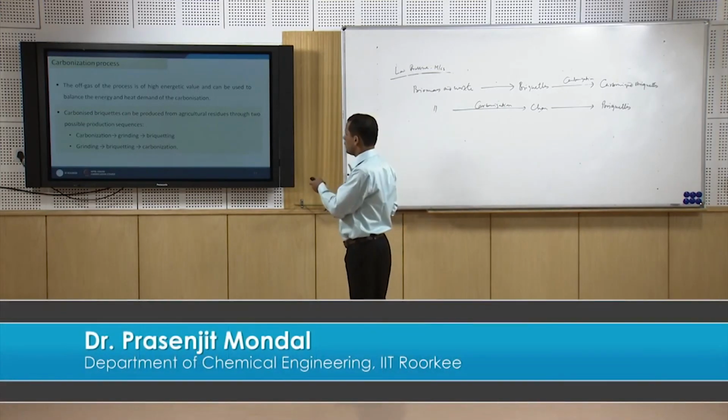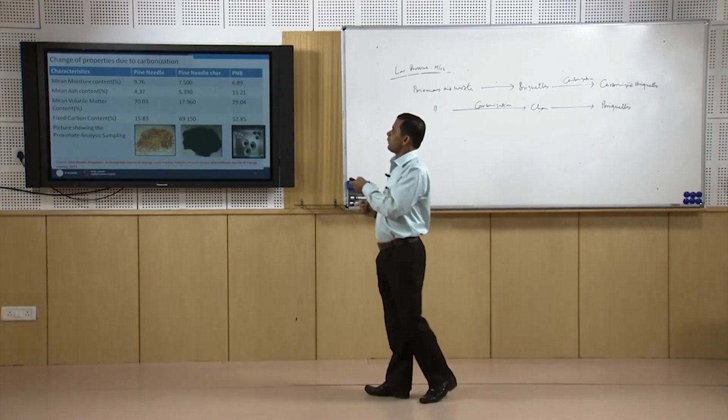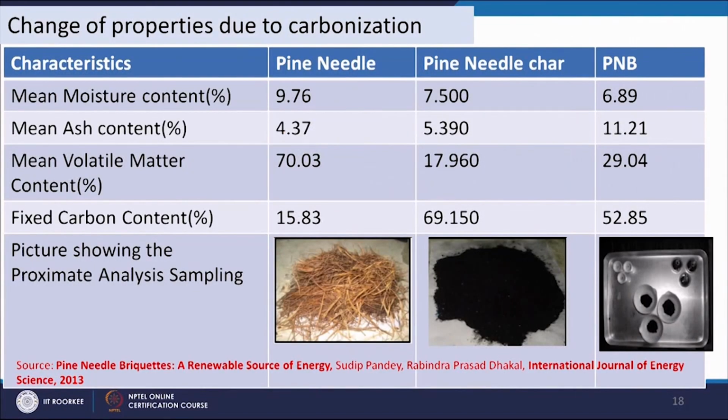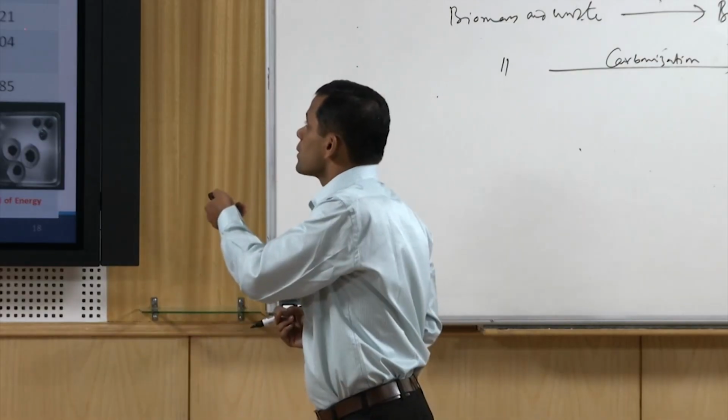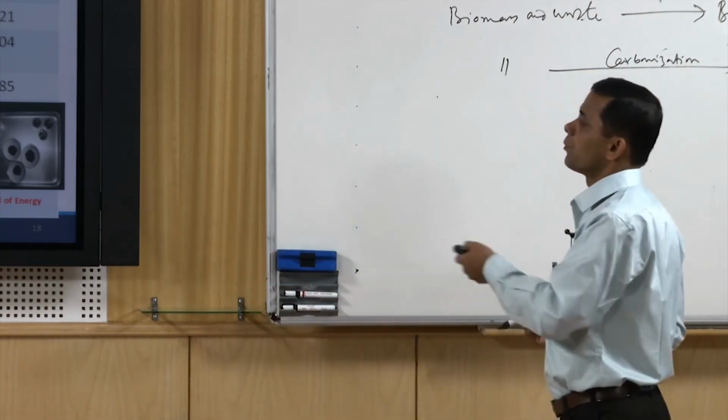Now, I will show you an example of how the properties change due to carbonization, with reference to pine needle, pine needle char and pine needle briquettes. We see here we are able to achieve intermediate properties in the briquettes. We can add some pine needle and pine needle char in a certain ratio and make briquettes, so that we can get intermediate properties. This is the technique through which we can control the properties of the briquettes by controlling the composition of these two for the production of the briquette.